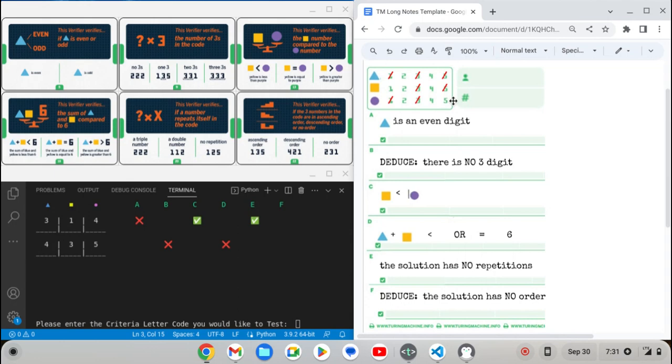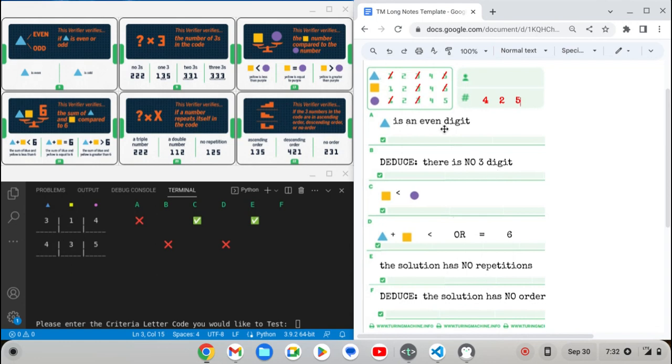Yeah, it looks like that's it, again, assuming we are correct that we deduced that the solution should have no order. Yeah, I'm going to go for it. So I'm going to say the solution is going to be 4, 2, 5. Well, let's do a quick verify here.